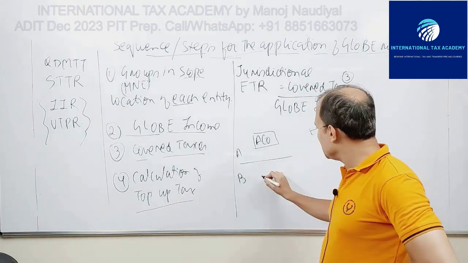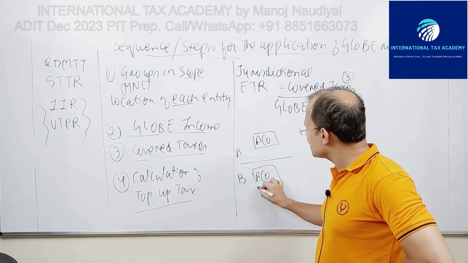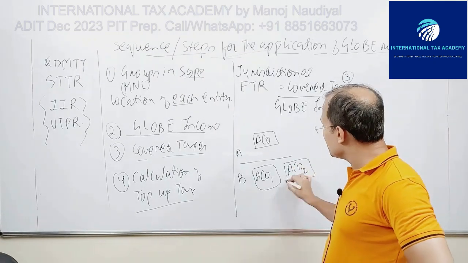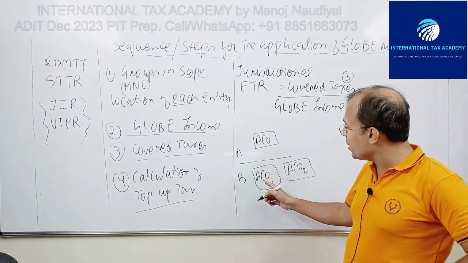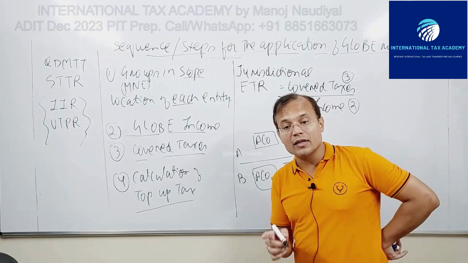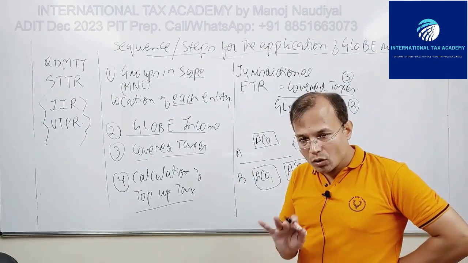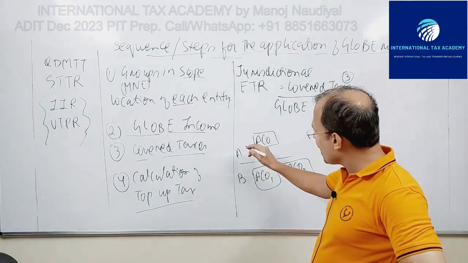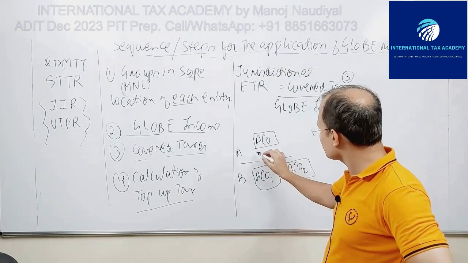Okay. ACO is the parent company. ACO 1 is the subsidiary. ACO 2 is the second subsidiary. ACO parent company, ACO 1 is the subsidiary, ACO 2 is subsidiary. These two subsidiaries are located in country B. And not only subsidiaries, even a permanent establishment. So ACO can have a permanent establishment located in country B like this.